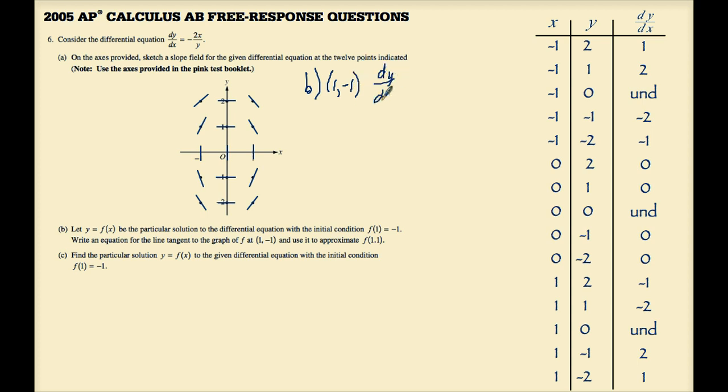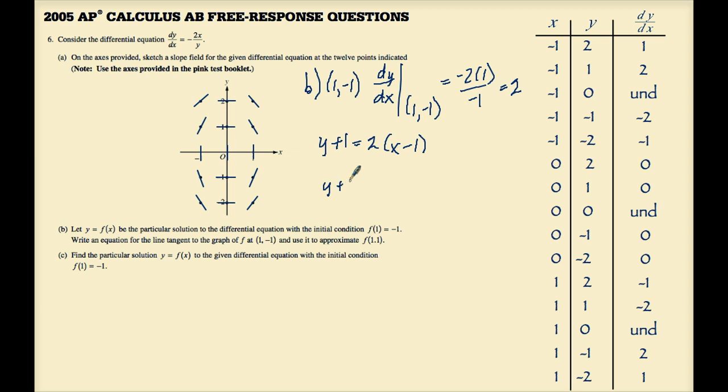So we need dy/dx at the point (1, -1). That's going to be negative 2 times 1 over negative 1, which is 2. Therefore, our slope is 2, our point is (1, -1), and our equation of the tangent line is y plus 1 equals 2 times x minus 1. But that was only part of what was asked for in letter B. We need to use the equation of the tangent line to approximate f of 1.1.